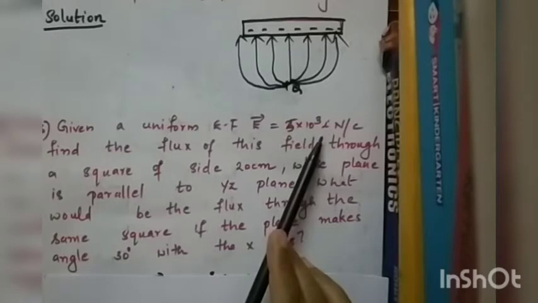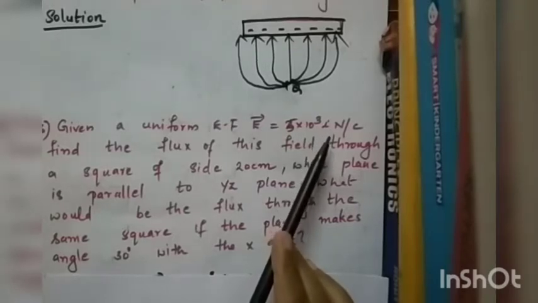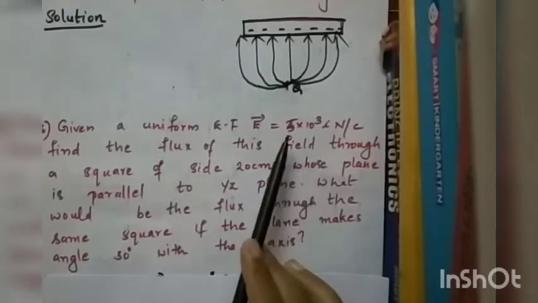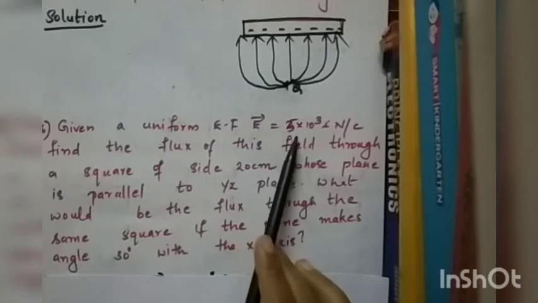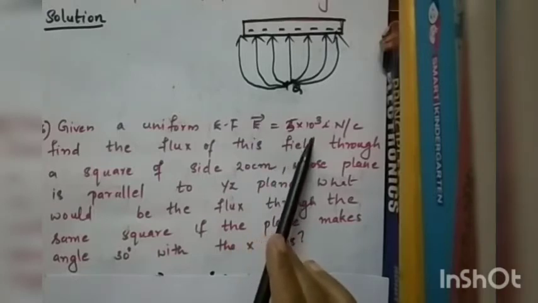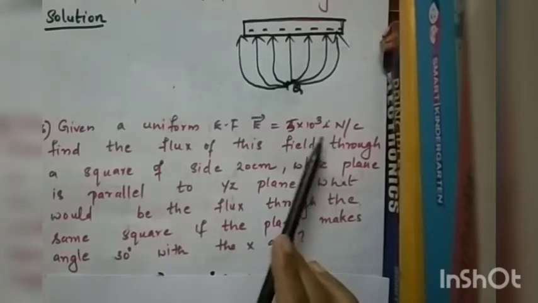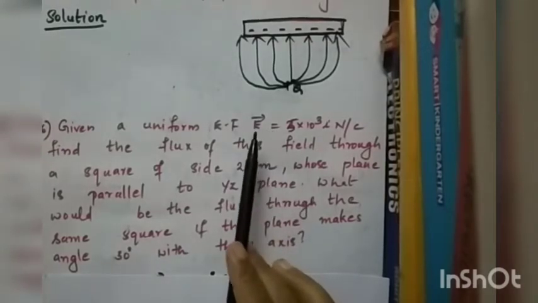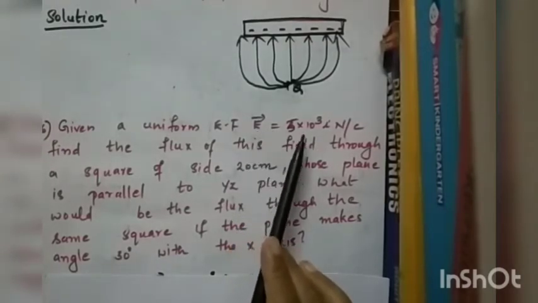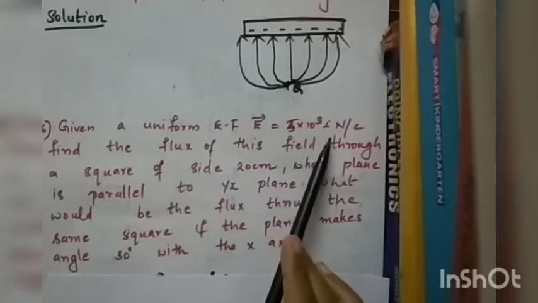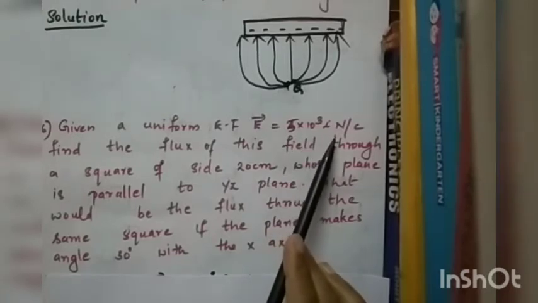Do you remember the i, j, k coordinate unit vectors? Yes, i acts along the x-axis, j along the y-axis and k along the z-axis. So here the direction of the electric field is given by 5 into 10 raised to 3 i. i means the unit vector pointing along the x-axis. So it means the electric field is acting along the positive x direction.